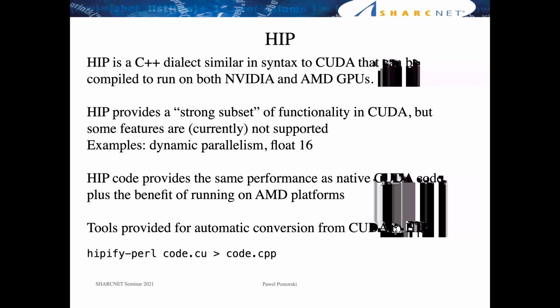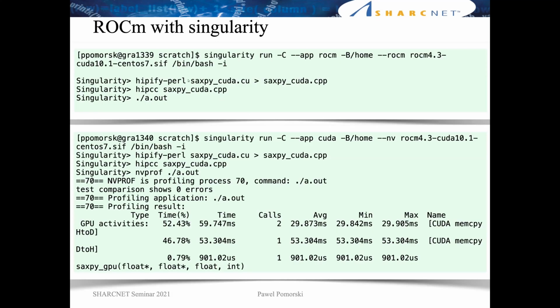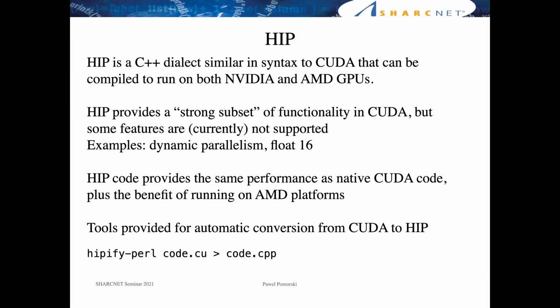So let's talk about HIP more specifically. What is HIP? This is the main way to program GPUs in ROCm. HIP is a C++ dialect, which is very similar in syntax to CUDA. So it's basically C++ with extensions. And the HIP code can be compiled to run both on NVIDIA and AMD GPUs. In the example that I've shown you before, just to be clear, the source code is exactly the same. It's just CUDA source code, which I convert to CPP, and I compile it on a machine with AMD GPUs and a machine with NVIDIA GPUs, and it's exactly the same code. It's just a different executable with results.